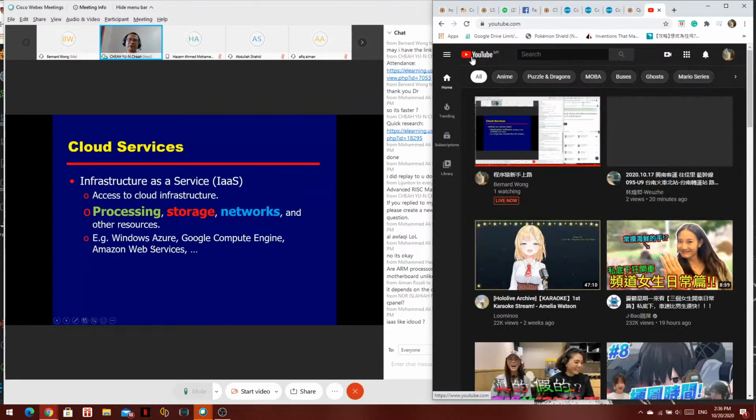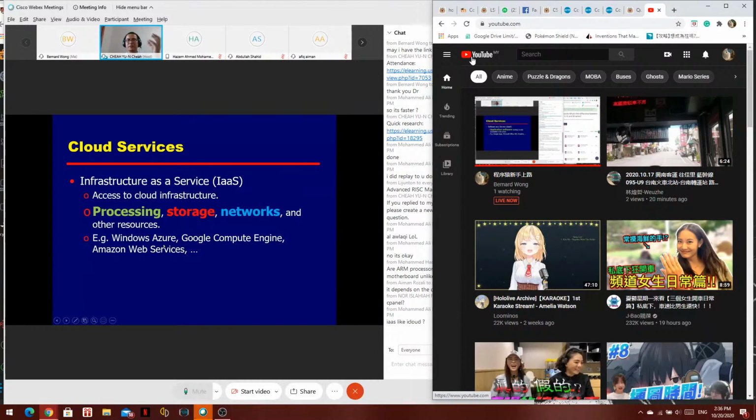Okay. So again, Windows Azure also provides some infrastructure services, as do Google Compute Engine, Amazon Web Services, and so on. So these are some examples of services from the infrastructure perspective. Okay, all right.